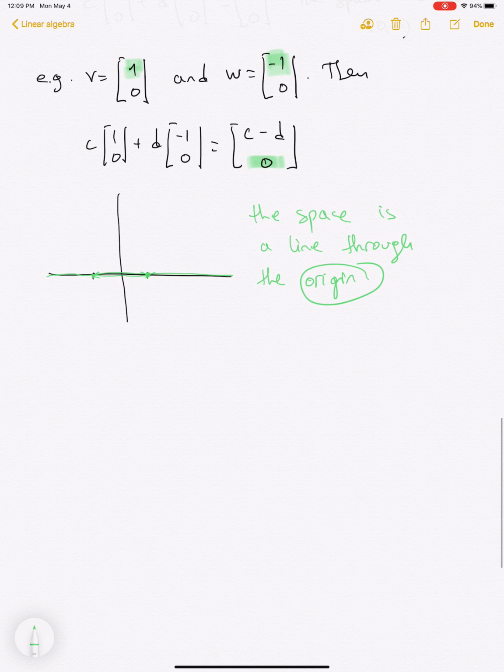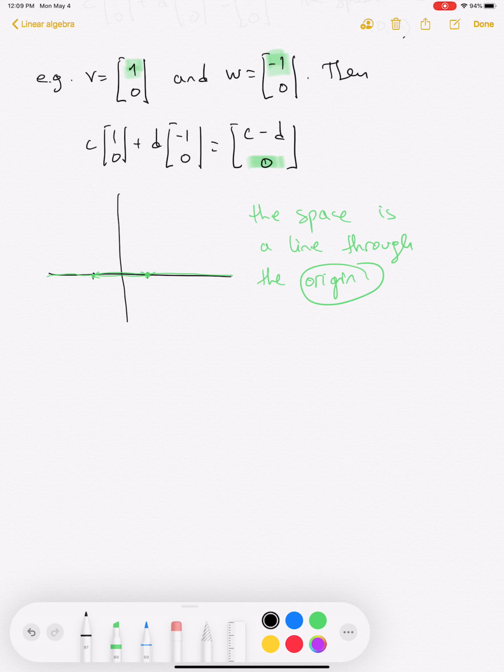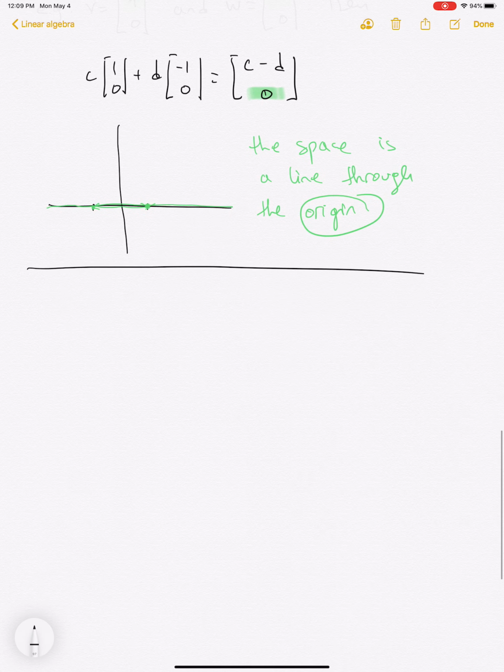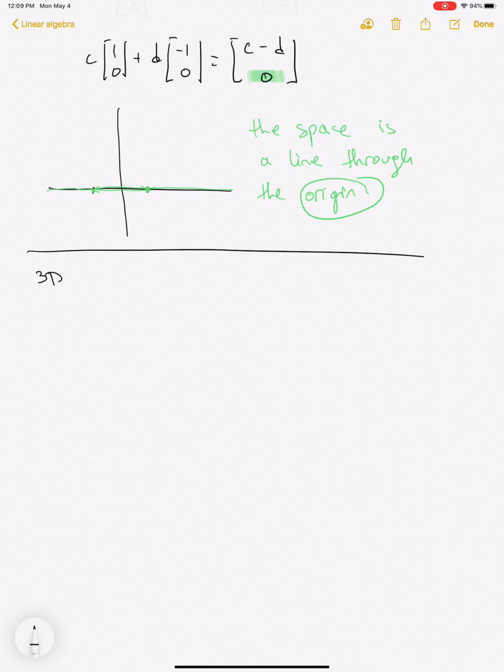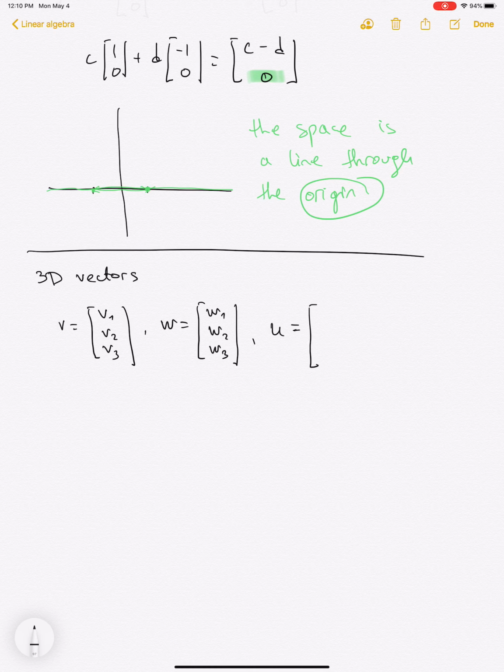The situation is very, very similar when you work with 3D vectors. So I'll go through this very briefly. When we have three-dimensional vectors, let's say you have a vector V with components V1, V2, V3. You have a vector W with components W1, W2, W3, and a vector U with components U1, U2, U3. Addition is component-wise, just like in the 2D case. Scalar multiplication is component-wise, just like in the 2D case.